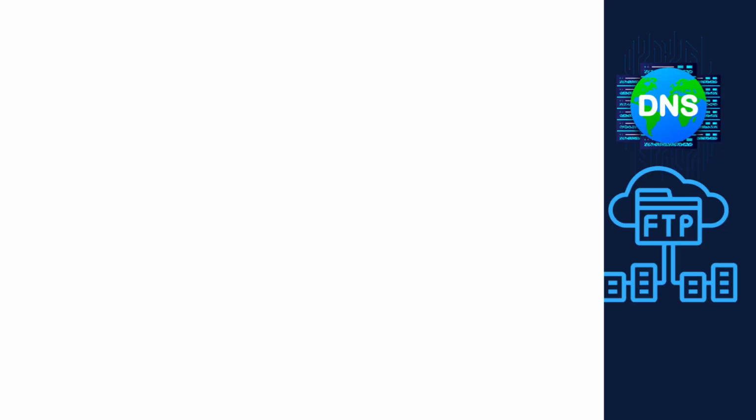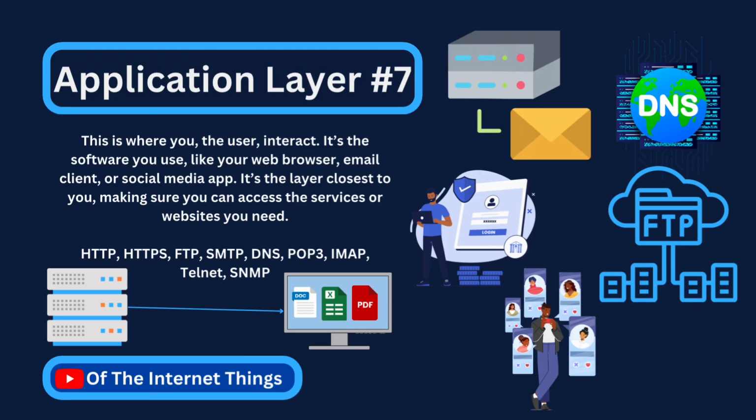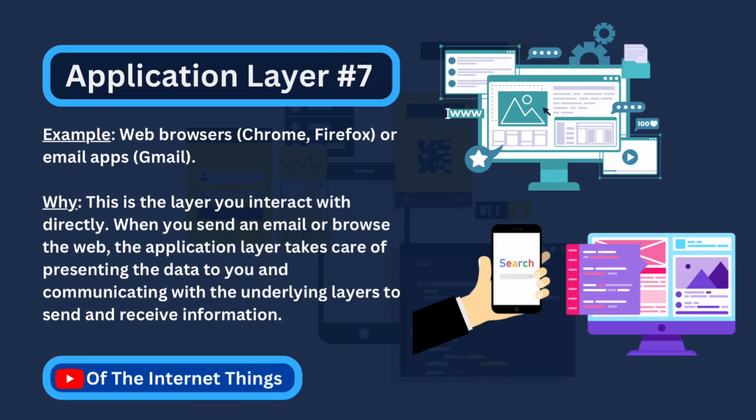7. Application layer. Finally, the application layer is where you interact with the data. Whether it's your web browser, email, or social media, this layer makes sure the data is presented in a way you can use. Example, using Chrome to browse or Spotify to stream music? That's the application layer at work, making everything functional and accessible.